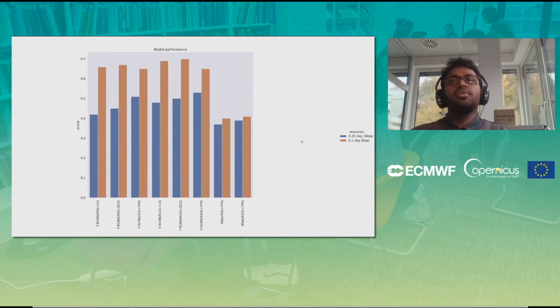We actually didn't have the resources to try 0.1 degree at 16 bit per pixel, but that's the next step in our project. When we have enough resources to train this on the ECMWF infrastructure, we are moving there. But even with 0.1 degree at 8 bit per pixel, we have really good results. And these are mainly the mean average precision scores that we got from the different experiments.